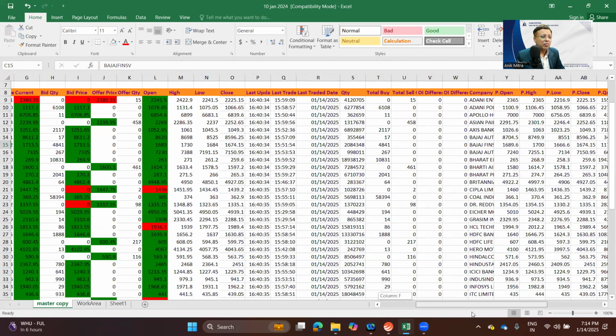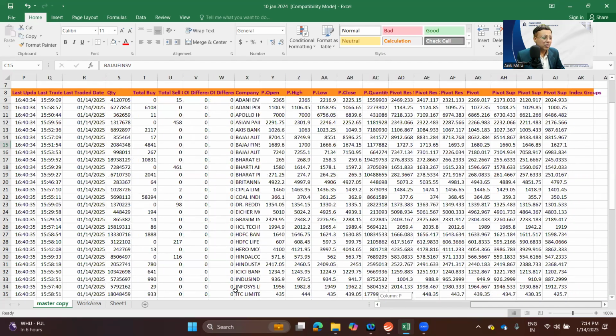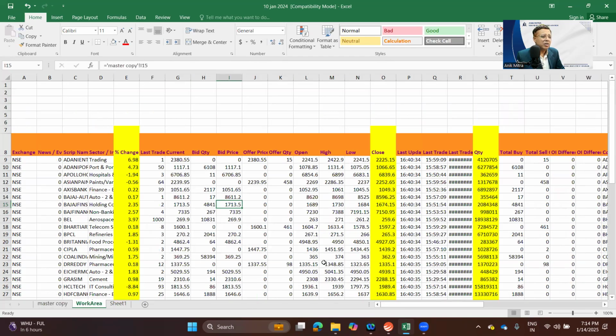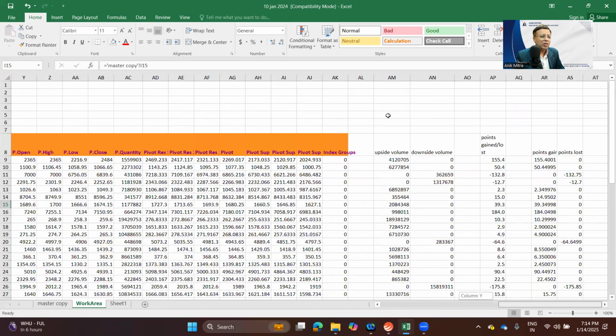To do the study, there are a few factors needed. First one is upside volume and downside volume. Now the question is, what is upside volume? It is considered that a stock which has closed positive is upside. The volume created during a positive close is upside volume.